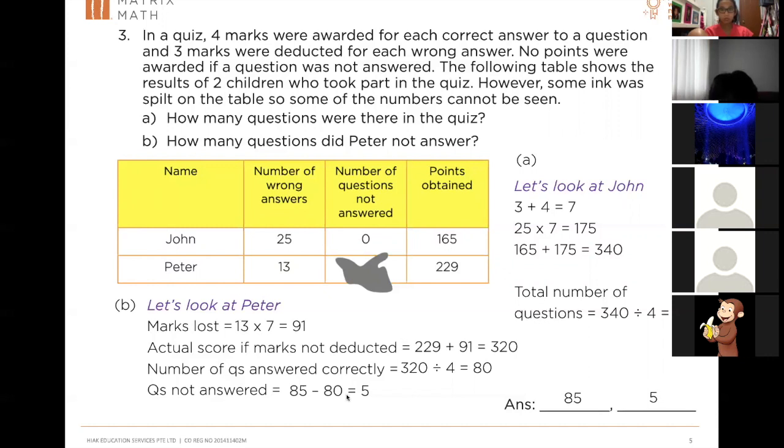So it depends on which method you want to do. The second method will be much faster. It's just 340 minus 320 divided by 4. Actually, it's the same. The number of steps are the same. Okay, so whichever method is fine. Any question? No question?